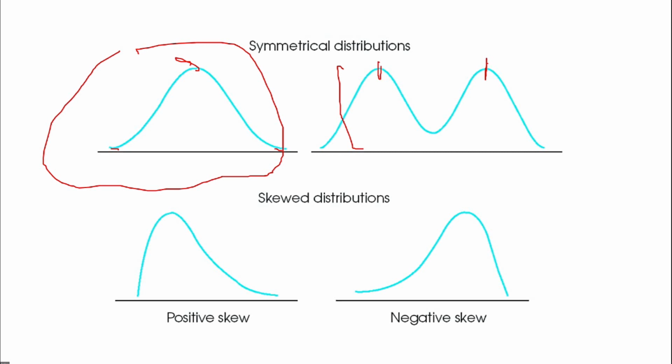And then we have a positive skew and a negative skew on the bottom. So the positively skewed distribution is where the tail of the distribution goes in the positive direction. So that's how I remember it. It's in the positive, more positive direction. That's where this little part of the tail is. And a negative skew is where the tail is going more towards the negative direction.